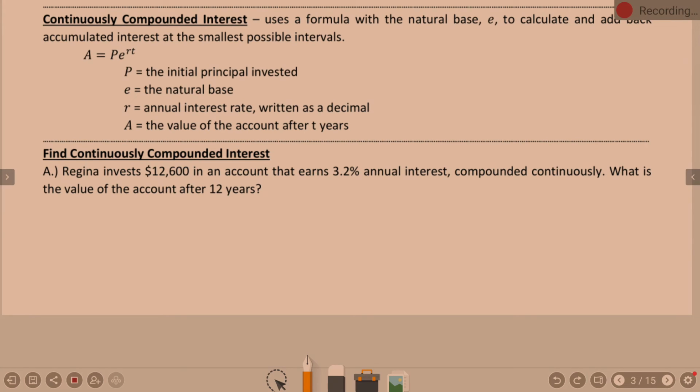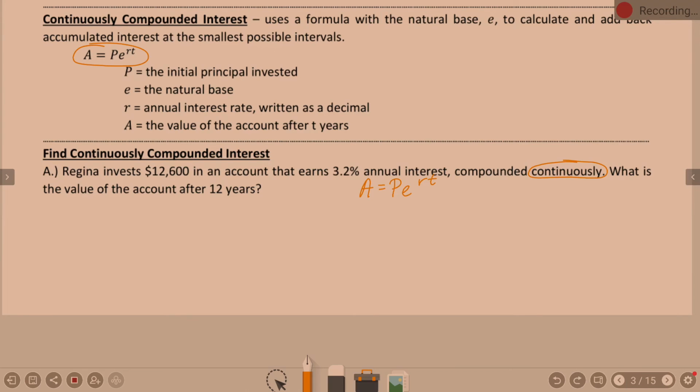Regina invests $12,600 in an account that earns 3.2% annual interest, compounded continuously. What is the value of the account after 12 years? What do you see right here, guys? Continuously. So when you see it's compounded continuously, you have to know what formula you're going to use. You're using that formula right there. Automatically, I know I'm going to be using A equals Pe to the rt.